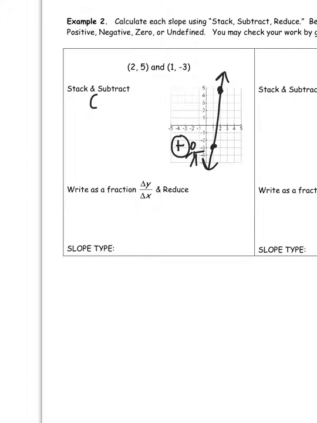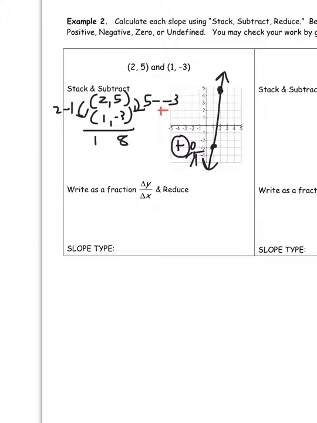I'm going to put 2, 5 on top. It doesn't really matter. 2, 5, 1, -3. And now we're going to subtract. We are doing 5 minus -3, which actually turns into 5 plus 3, which is 8. And then I'm going to do 2 minus 1, which is positive 1.